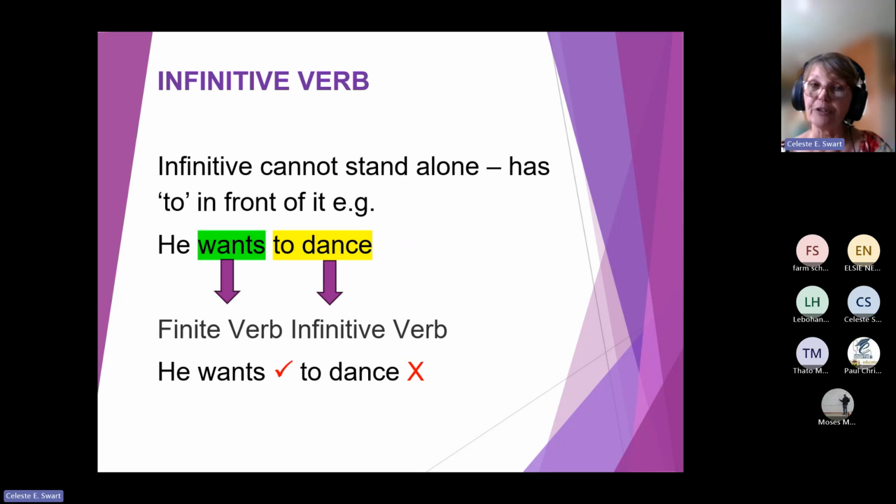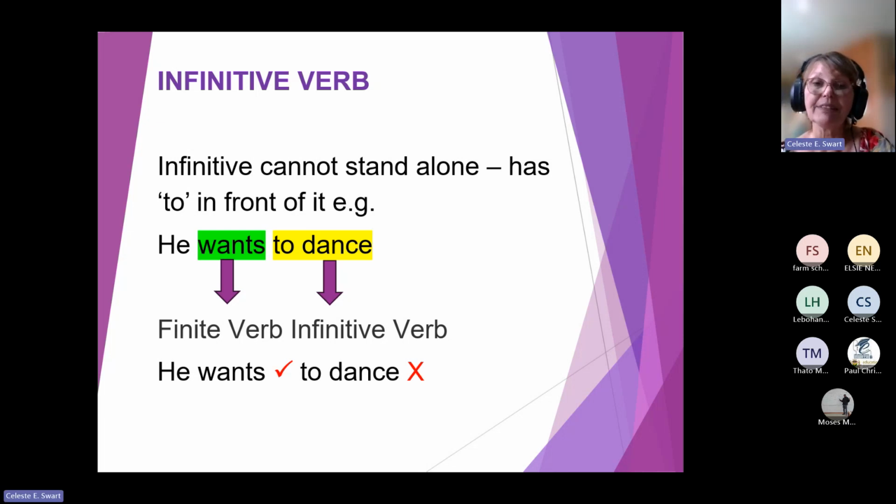An infinitive verb cannot stand alone, and it has to have "to" in front of it. So if it says to dance, then it isn't a finite verb, because to dance tells us it's an infinitive. It can't stand on its own. It doesn't make sense on its own.